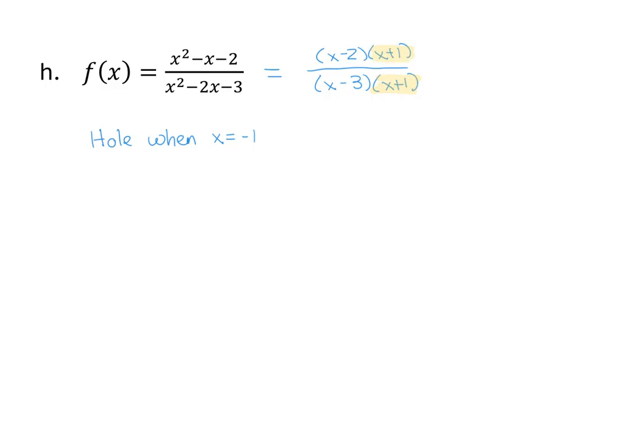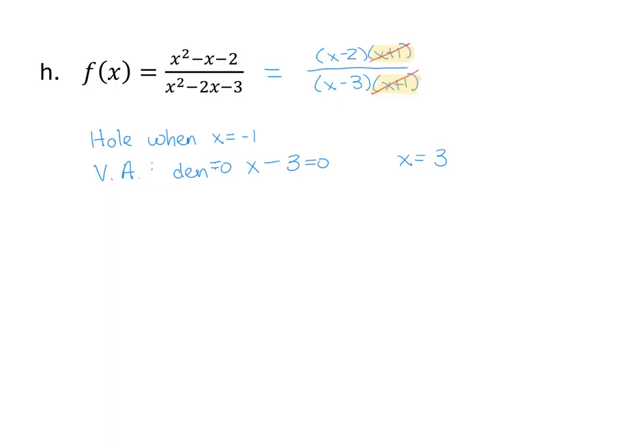But we also have a vertical asymptote. We do still have a factor in the denominator that does not cancel. And so it is still going to be a vertical asymptote. We are only going to worry about the x minus 3 equals 0. And so we have a vertical asymptote at x equals 3. So those two factors cancel.